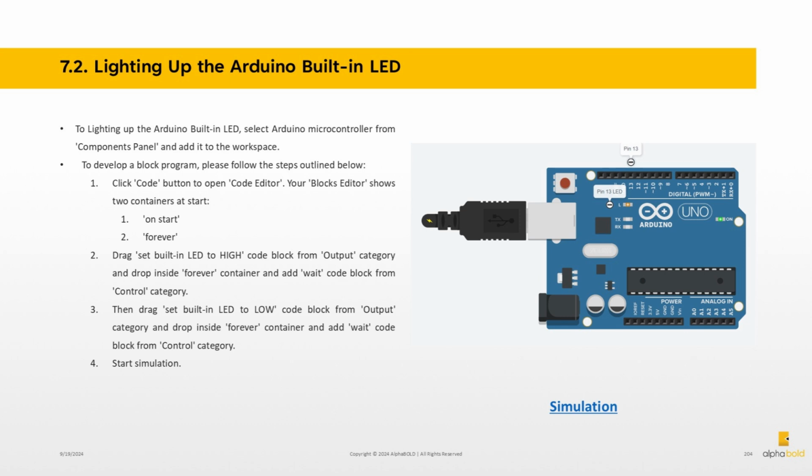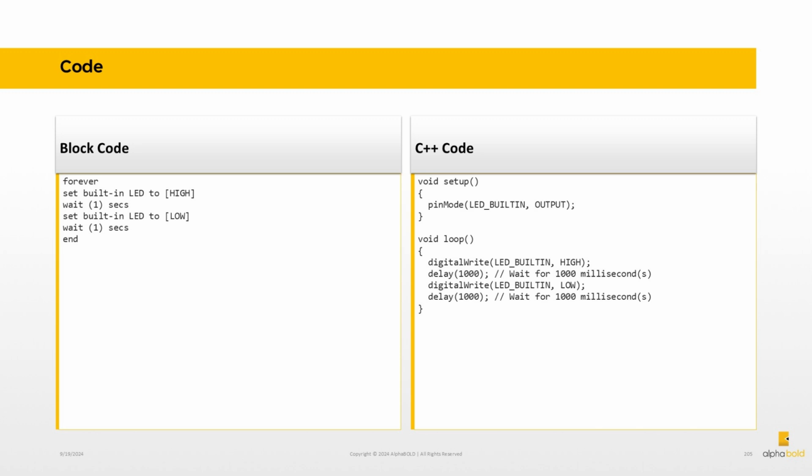Start simulation. To create a blinking LED effect in Tinkercad, use a forever loop. Inside the loop, add a Set Built-in LED to High block to turn the LED on. Then, add a Wait 1 secs block to pause for 1 second. Next, add a Set Built-in LED to Low block to turn the LED off, followed by another Wait 1 secs block to pause for another second. This sequence of turning the LED on, waiting, turning it off, and waiting will repeat continuously, creating the blinking effect.